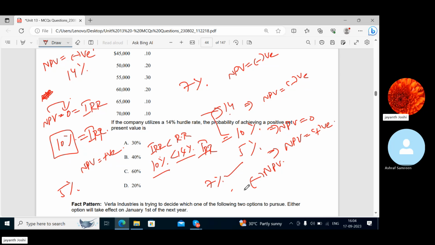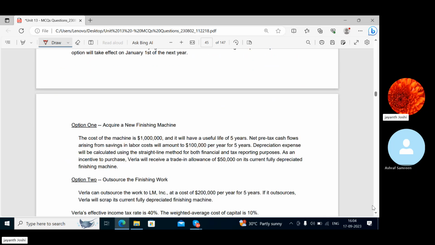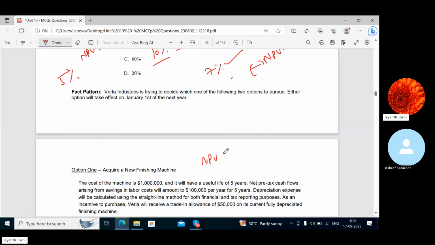So, the IRR rule. The rate at which NPV is equal to 0 is called your IRR. Let's say that is 10%. That means if some project's return is more than the IRR, here the discounting will be more. How come that is?